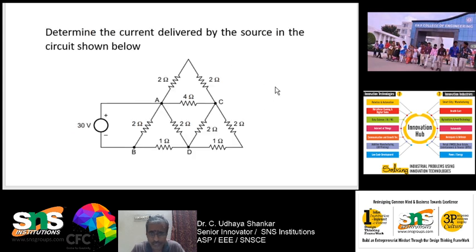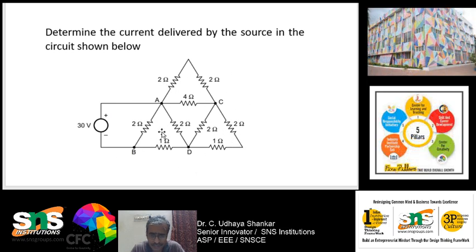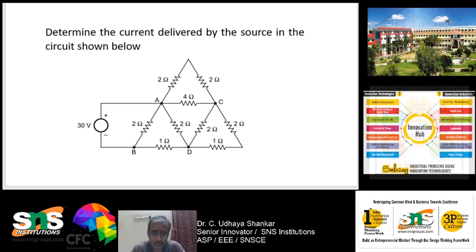Here the problem asks: determine the current delivered by the source in the circuit shown below. You can see that this particular circuit is highly complex. The circuit looks something like a triangle. See how many triangles there are? 1, 2, 3, 4, and a big triangle, so totally 5 triangles. It's very difficult to solve this problem just by looking at it; everybody will avoid solving it.